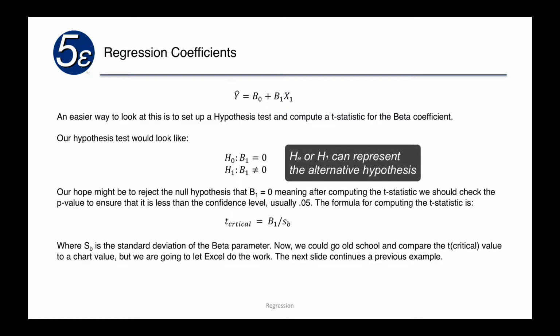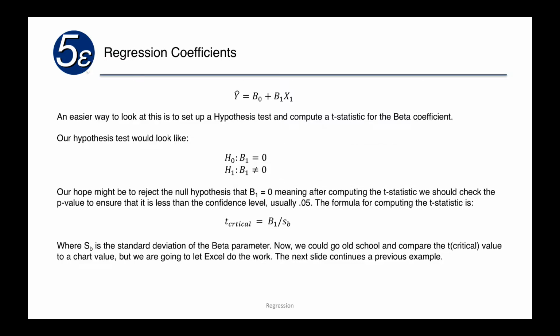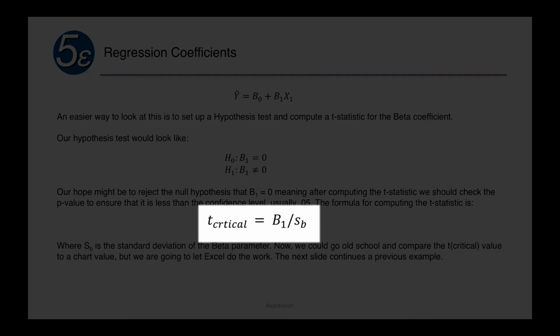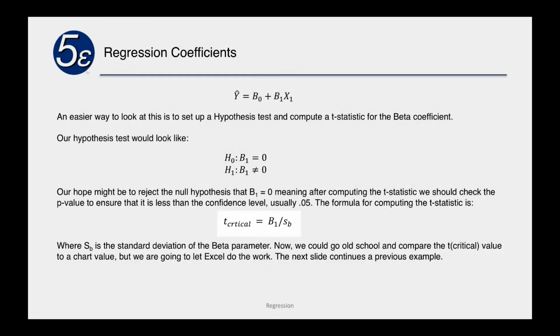Now in this case, we're using H1 as our alternative hypothesis. Some books will label it as H1, some will label it as HA. Our hope will be to reject the null hypothesis that beta 1 is 0. That means after we compute the t-statistic, we want to check the p-value to ensure that it is less than the significance level, usually 0.05. And so the formula for computing the t-statistic is that t is equal to the beta 1 value that we have as our point estimate divided by the standard deviation of the beta term.